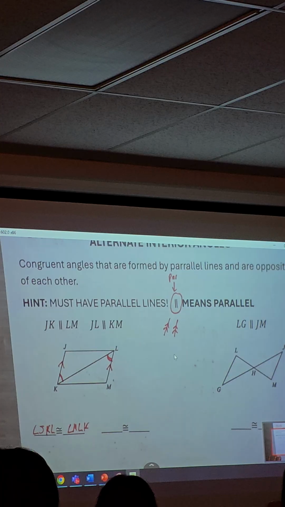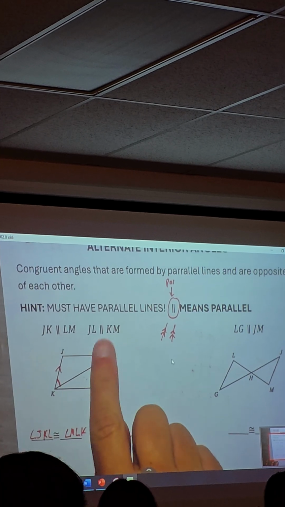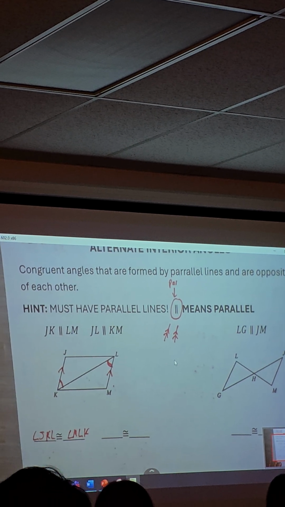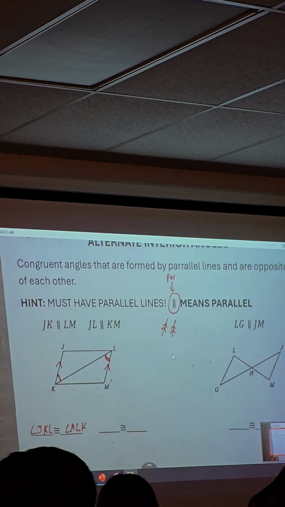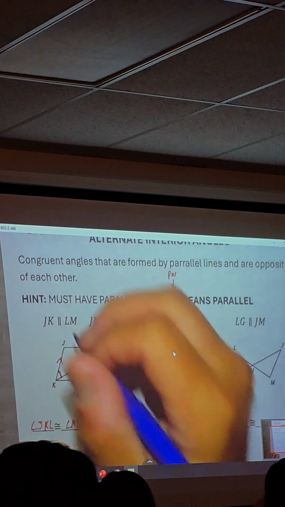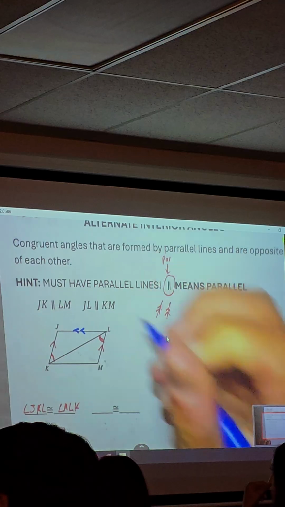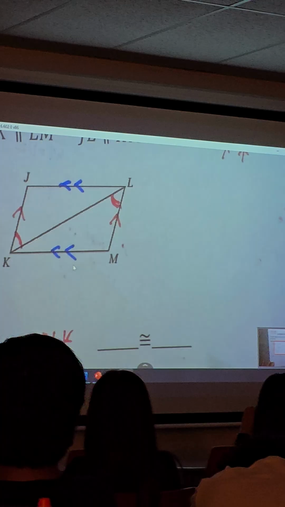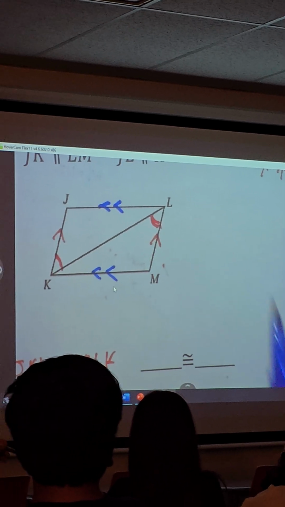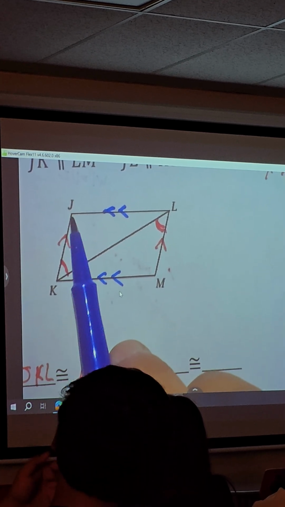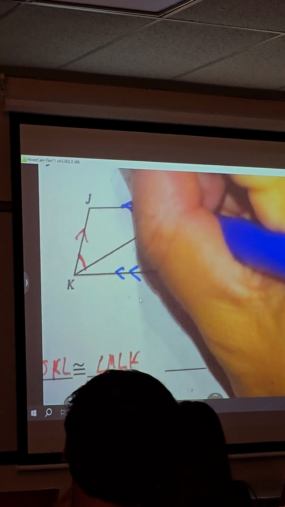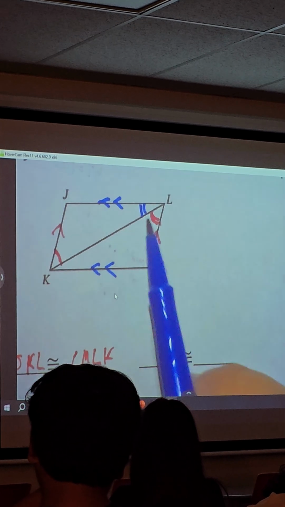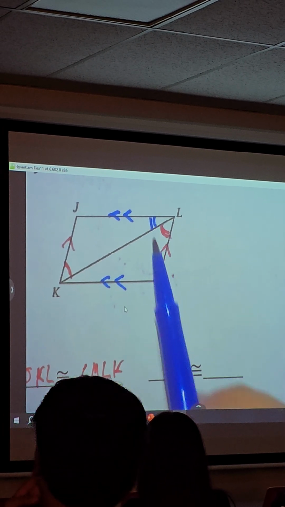We good? Okay, now, again, what else do we have? We have another set of parallel lines. I'm trying to see if I have my blue marker. Okay, so now I'm telling you that JL and KM are parallel. Do you notice our only option is J or L? Where do you think we should put the other angle? J? Are you sure? No, L. Remember, alternate interior angles are opposite of each other. Would J and M be opposite? No. So L would match with K.